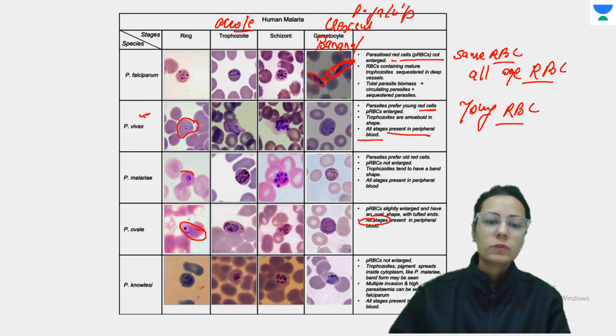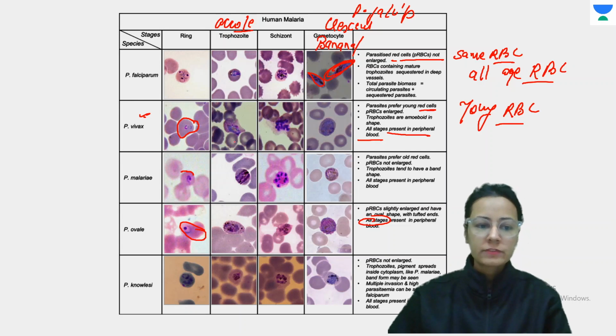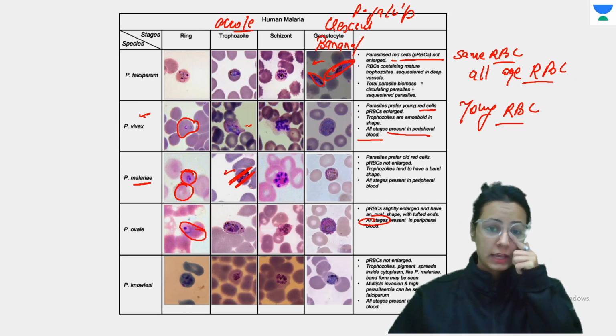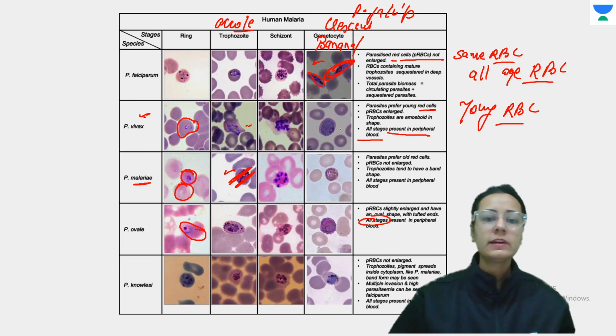Now, next we are left with Plasmodium malariae. Here, the infected RBCs are of the same size, and you can see this band form. This is a band form, a brown pigment form, present in the late trophozoite form of Plasmodium malariae. And we have the banana or crescent form in the gametocyte of falciparum, along with the Maurer's dot.